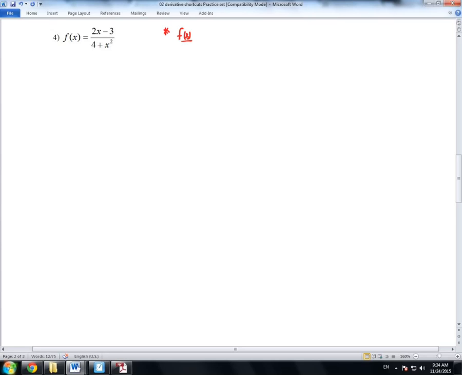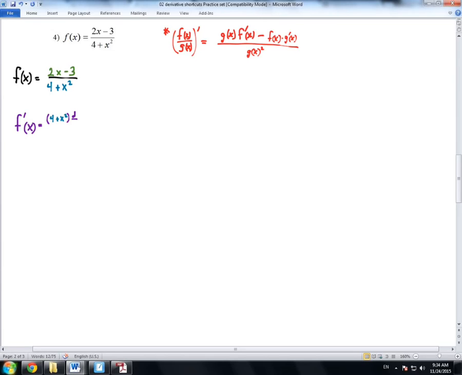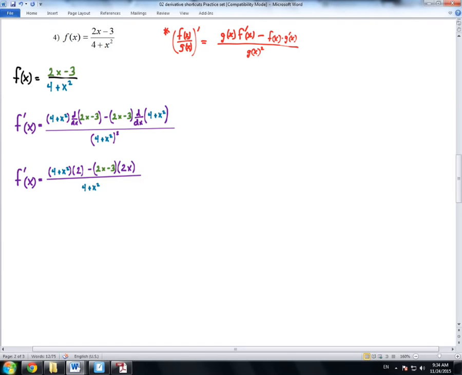Alright, now we finally got a quotient, and so we apply the quotient rule, ho-de-hi minus hi-de-ho over ho-ho, and there's the hi, there's the ho, so I color-coded them. So we have ho d-hi minus hi d-ho over ho-ho, and the derivative of 2x minus 3 is 2, the derivative of 4x squared is 2x.